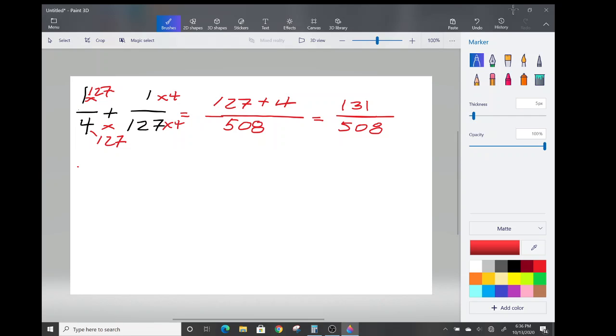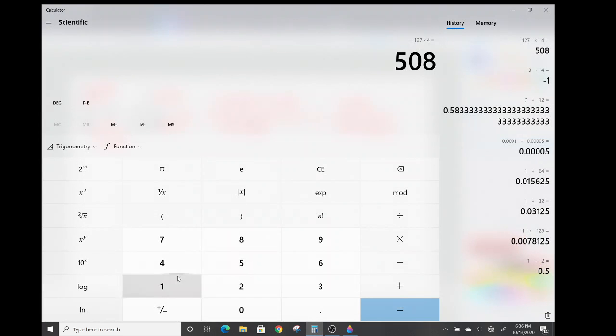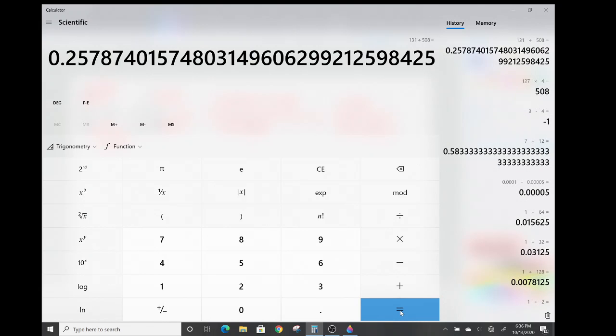We're almost there. Now we don't have any measuring devices that are busted up into 508 little marks. So we've got to convert this. We have to turn this into a decimal equivalent. So you get your mighty fine little calculator out. We got 131 divided by 508. And we end up with this ridiculous number. Oh my God, look at all those decimals. Man, I'm not going to count all those.